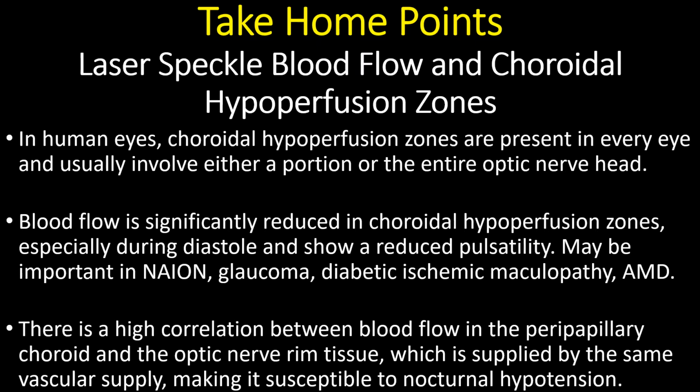There is also a high correlation between blood flow in the peripapillary choroid and the optic nerve rim tissue, which is supplied by the same vascular supply, making it susceptible to nocturnal hypotension.